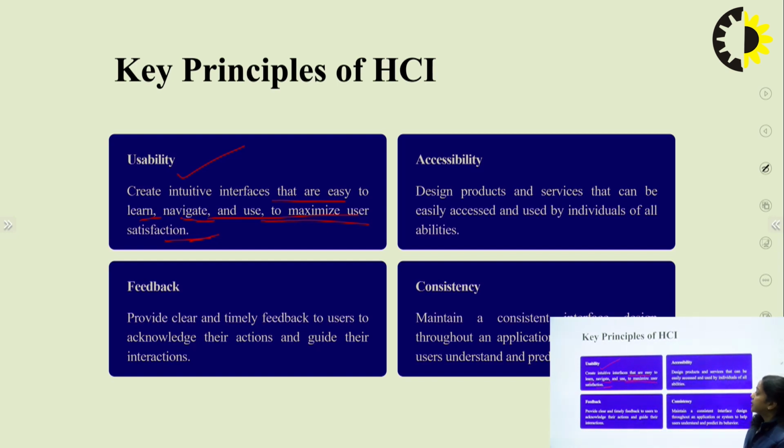Next is accessibility. What does accessibility say? The services provided by the system should be easily accessed by the user. They are not to be hidden. If a user is using some new technology generated in the market, it is very easy for the user to access it in a very easy way. So this is the accessibility key feature given by the human-computer interface. Next is feedback.